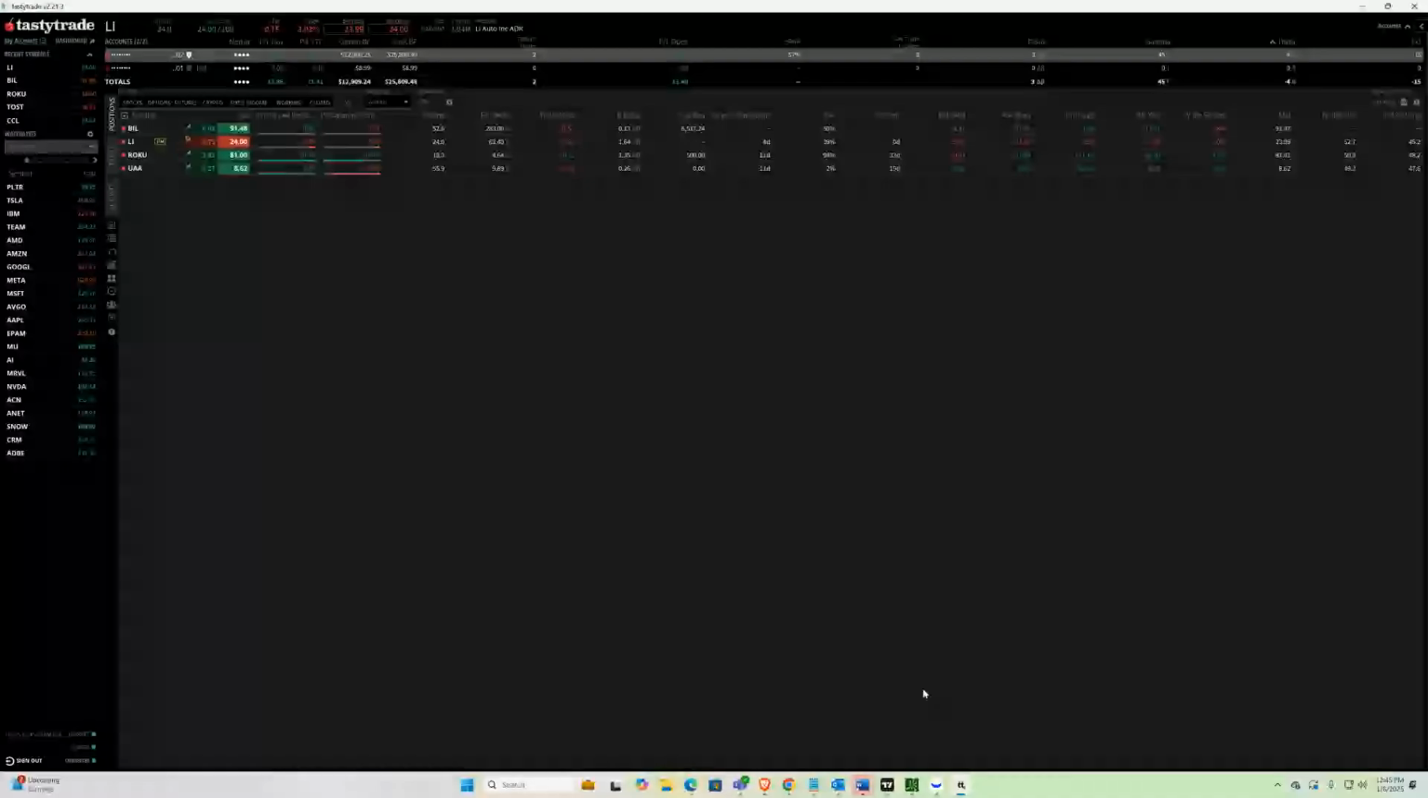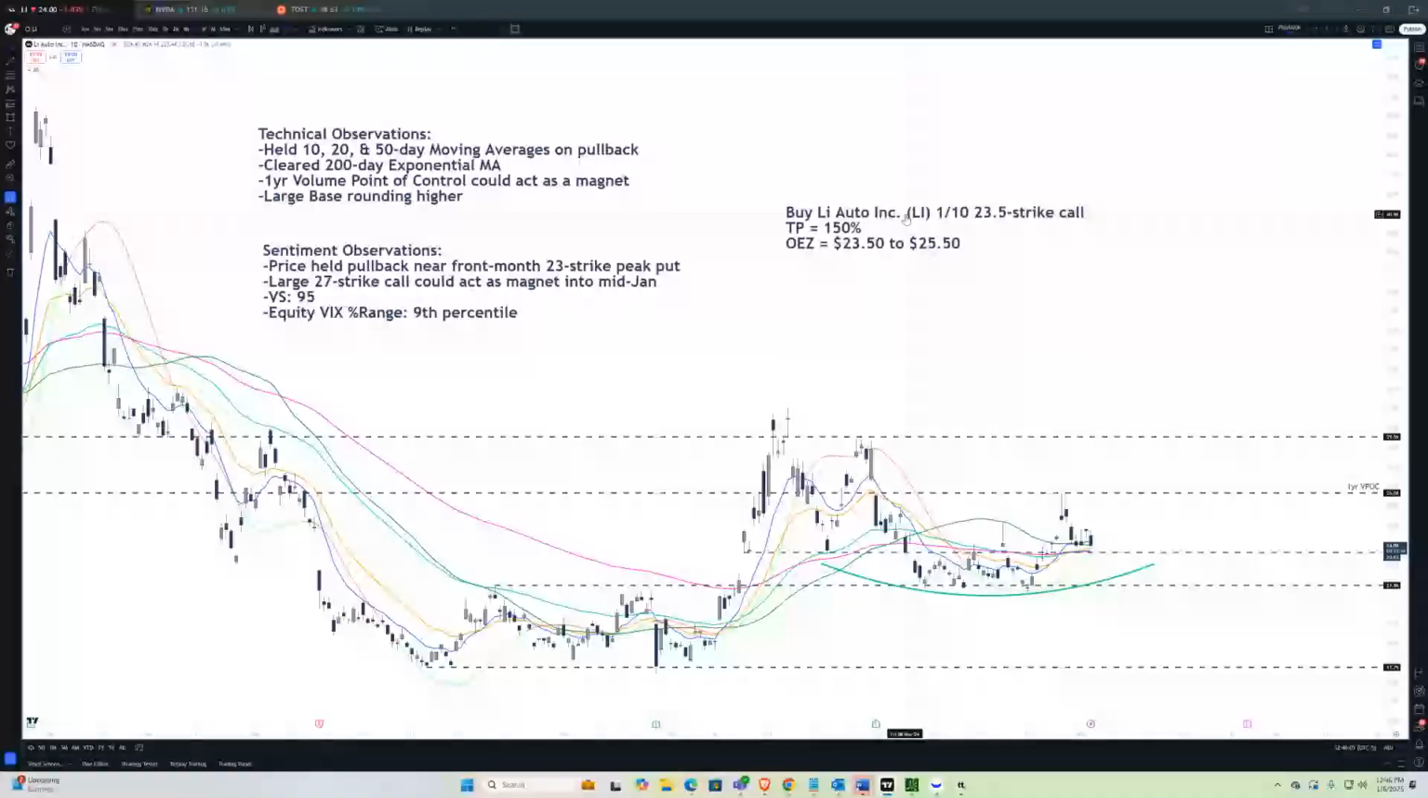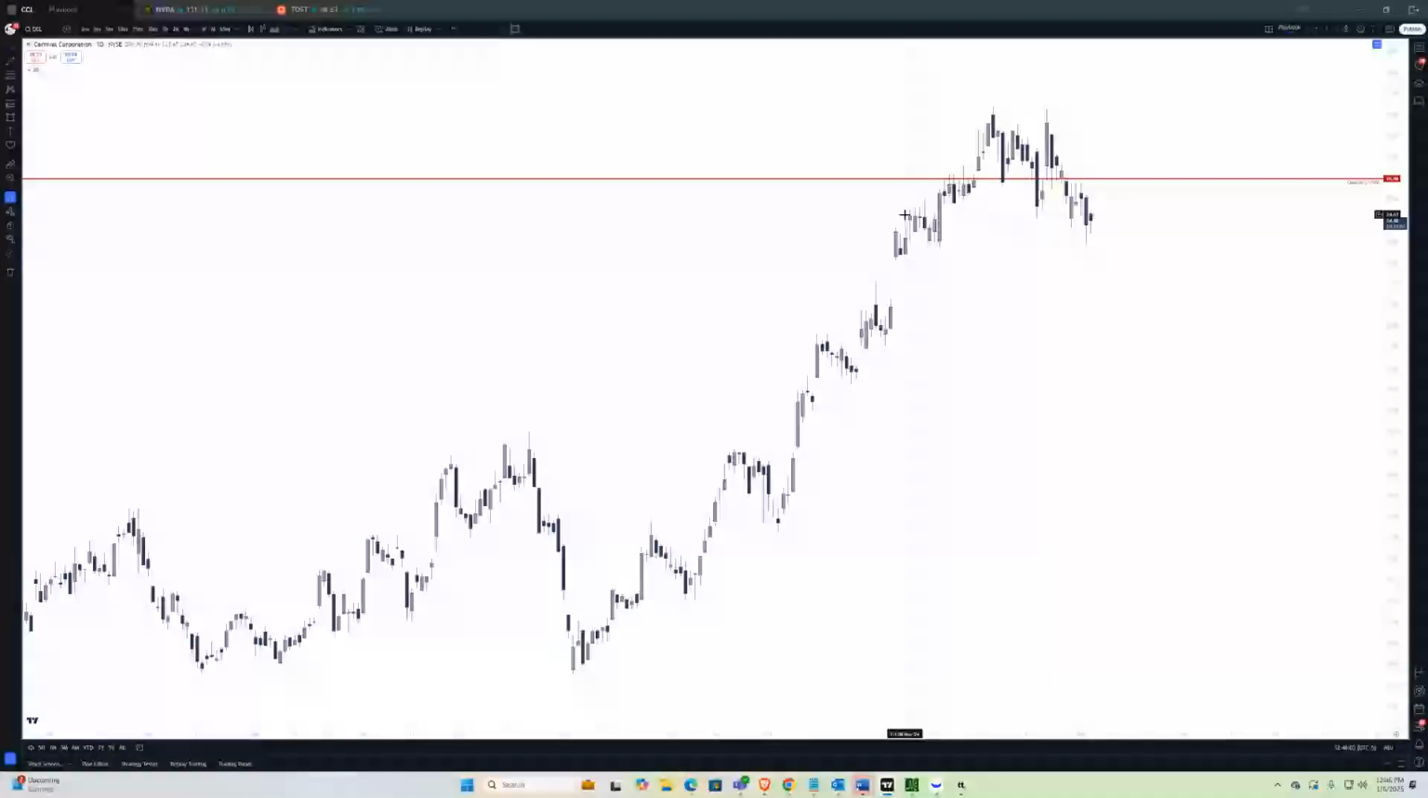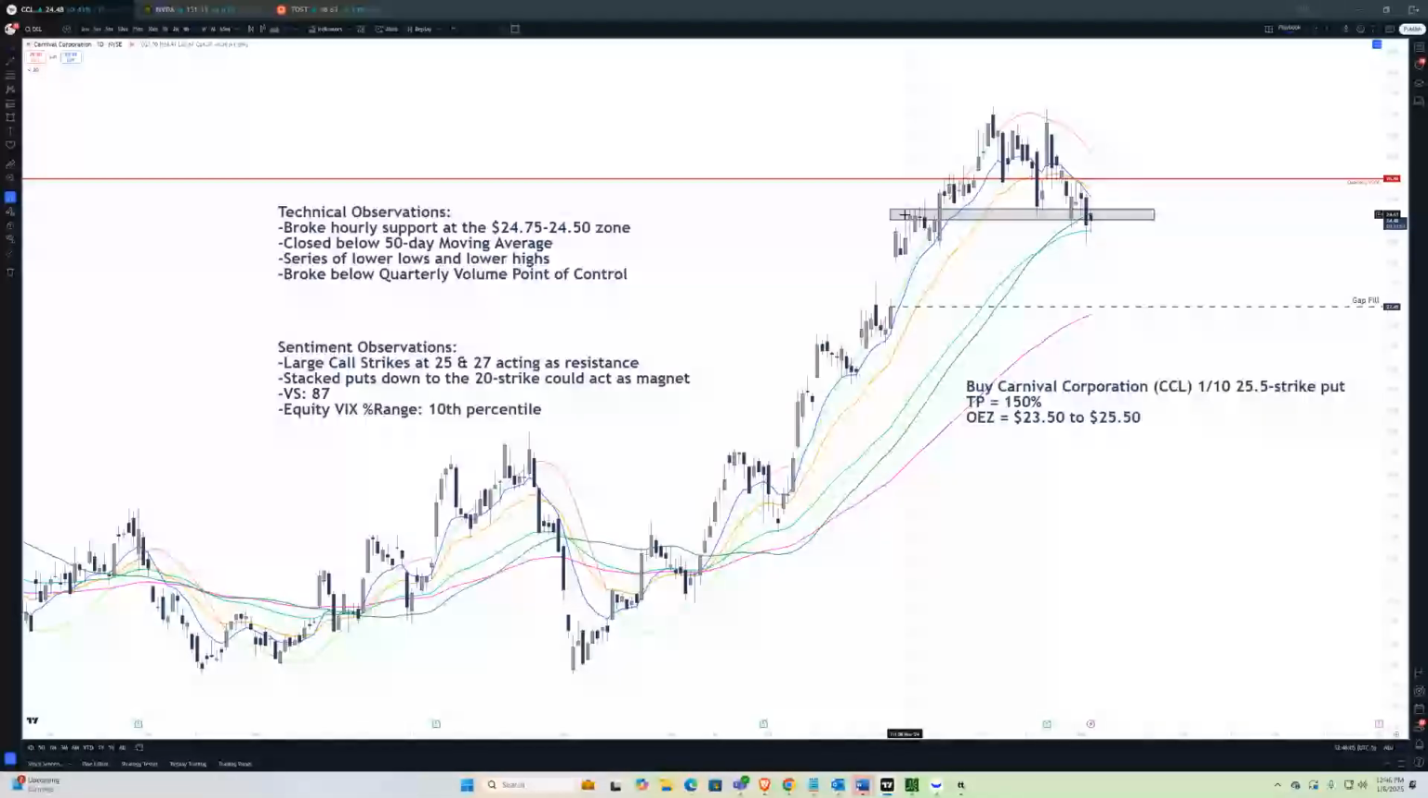All right, let's just do another one here for you guys. CCL. This was a put, so you can kind of see both sides of it. The reason why we liked CCL here is because it was trading below its 10 and 20-day moving averages. As you can see, the trend is still bearish.